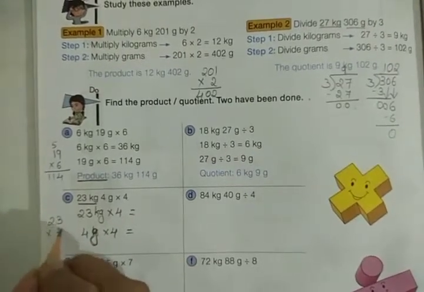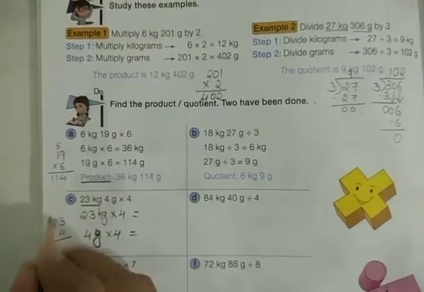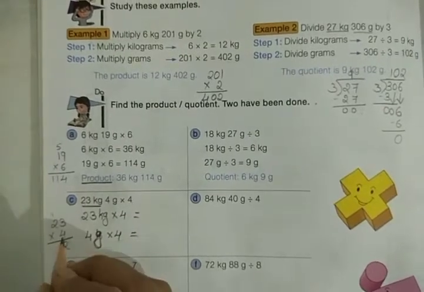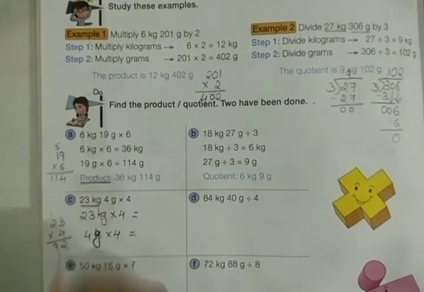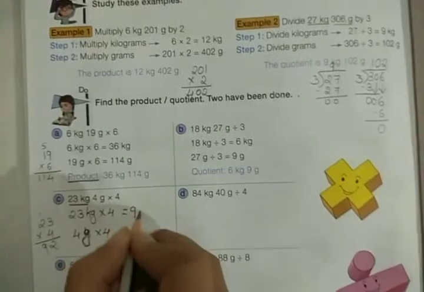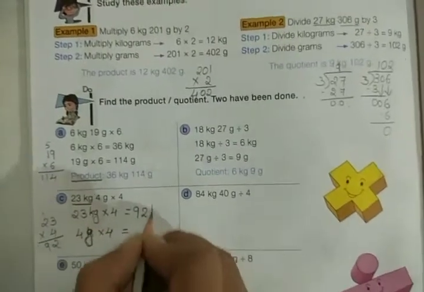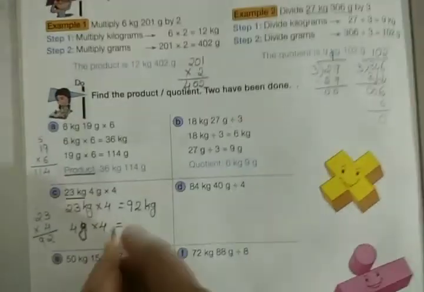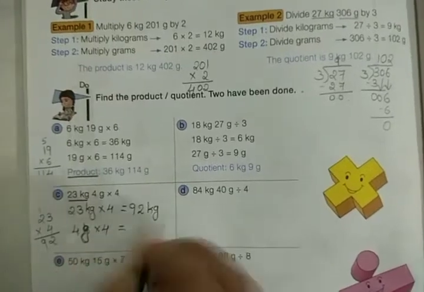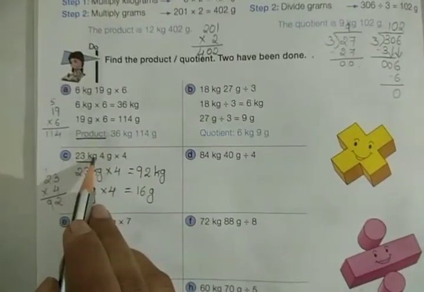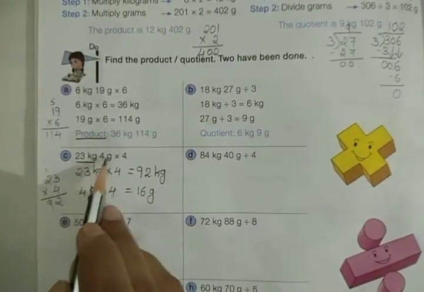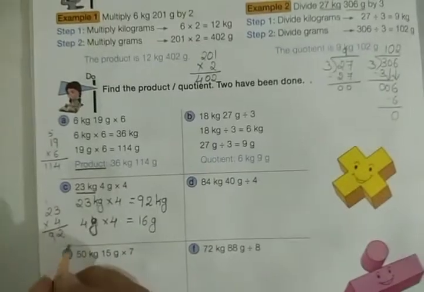So multiply this. 23 multiplied by 4. 3 4s are 12. 4 2s are 8. 8 plus 1 is 9. 92 kg. And 4 4s are 16. 16 grams. First we need to multiply with the kg, then with the gram. And how to write the product here?